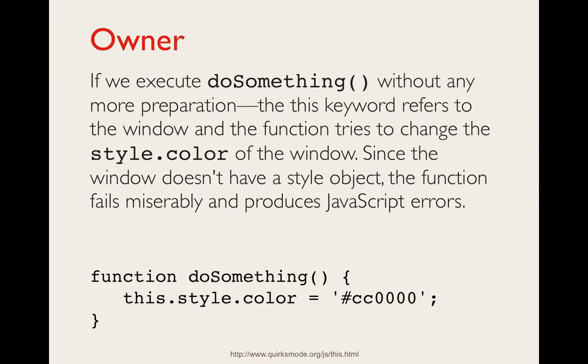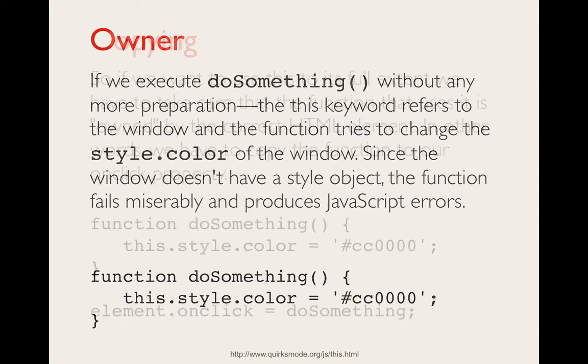So if we execute doSomething without any more preparation, the this keyword refers to the window. Yikes. And the function tries to change the style.color of the window. Not gonna work. Since the window doesn't have a style object, the function fails miserably and produces JavaScript errors. So this, in this instance, doesn't point to an onClick.